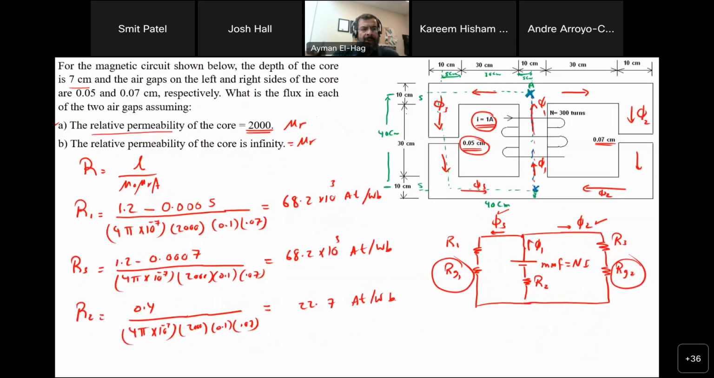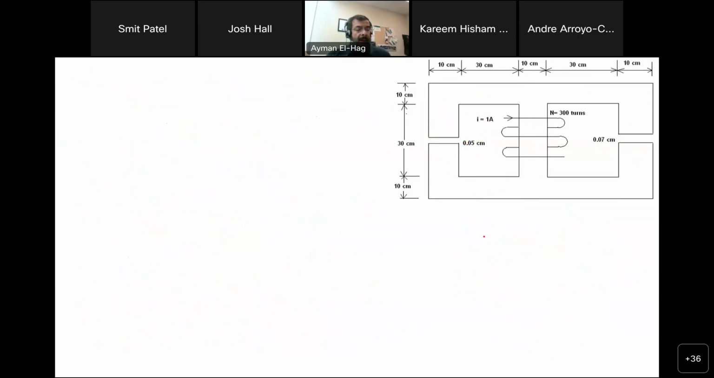So let's go back to the original question. We want to find the flux in each air gap when the relative permeability of the core is equal to 2000, and this is the circuit we did. Now what will happen if the relative permeability becomes infinity? Now we know that the reluctance is equal to L over mu 0 mu r times A. For reluctance 1, reluctance 2, and reluctance 3, you will have different L's divided by mu 0, but we will have here infinity times A. So this becomes equal to 0. So the only reluctance you will have is basically the air gap.